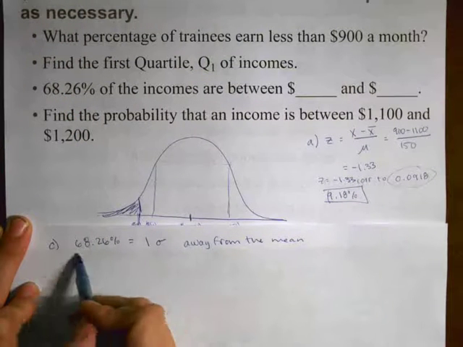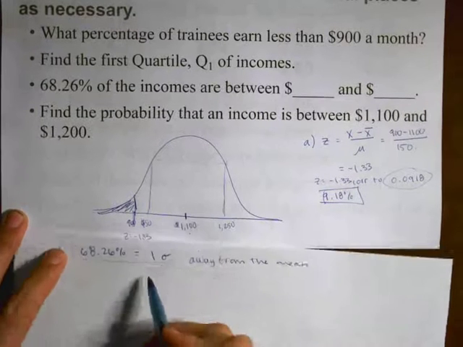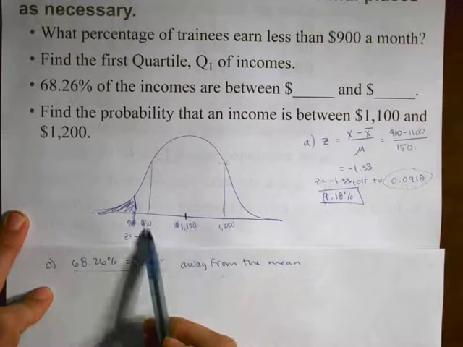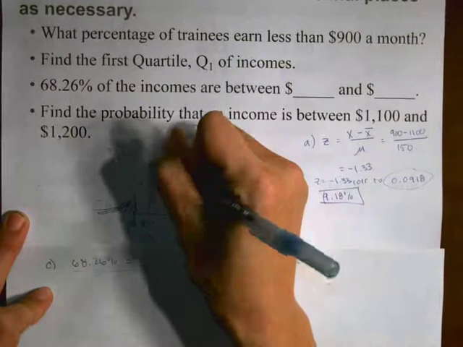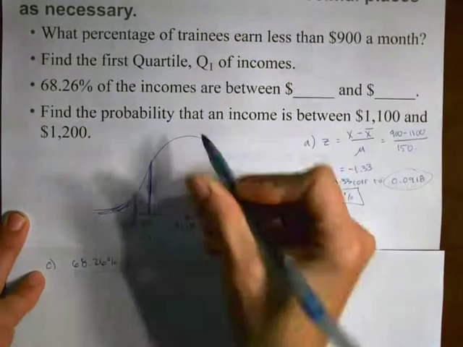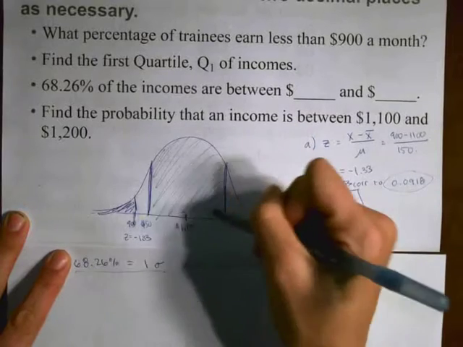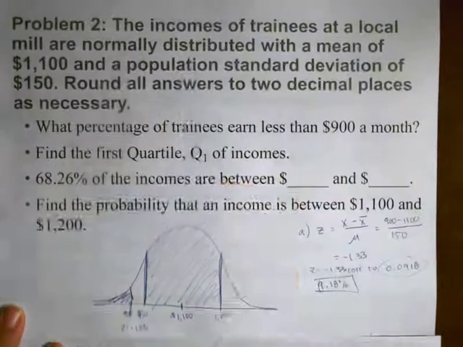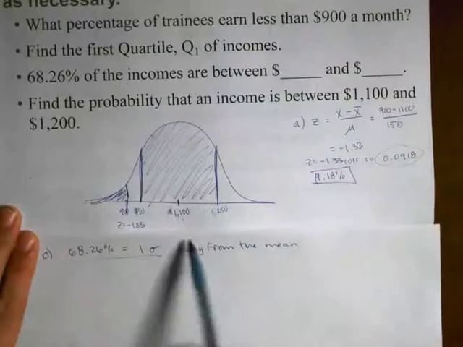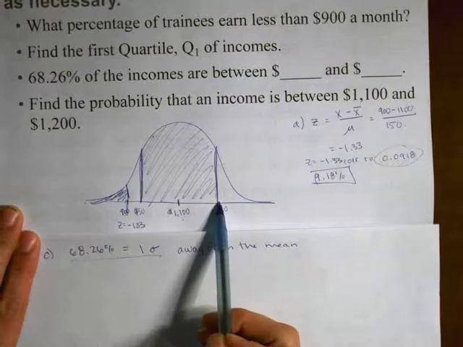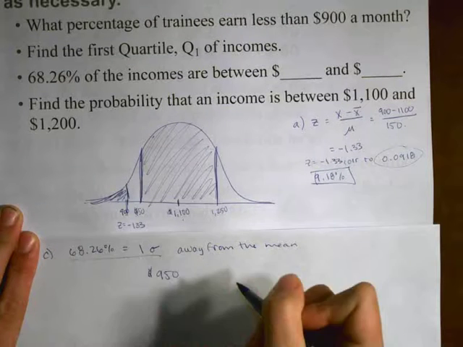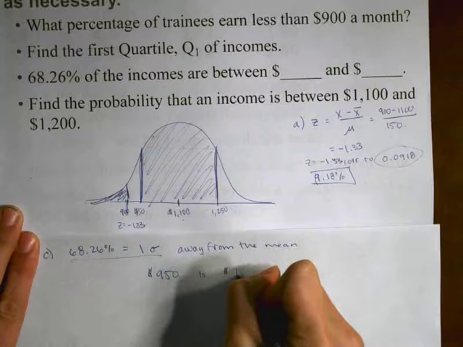So this question is asking what dollar values are within one standard deviation of the mean. I've already written this here: within one standard deviation of the mean is between 950 and 1,250. The empirical rule tells me that for normally distributed data, and this is normally distributed data, 68.26% of all observations fall within one standard deviation of the mean. So the answer is 950 up to 1,250.